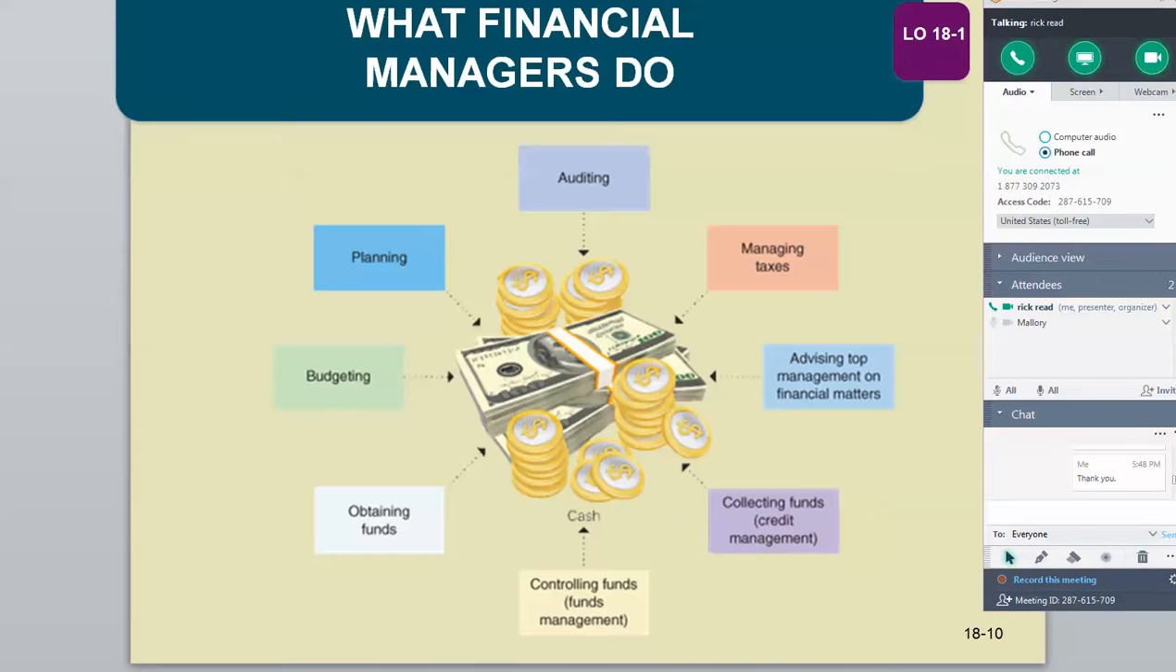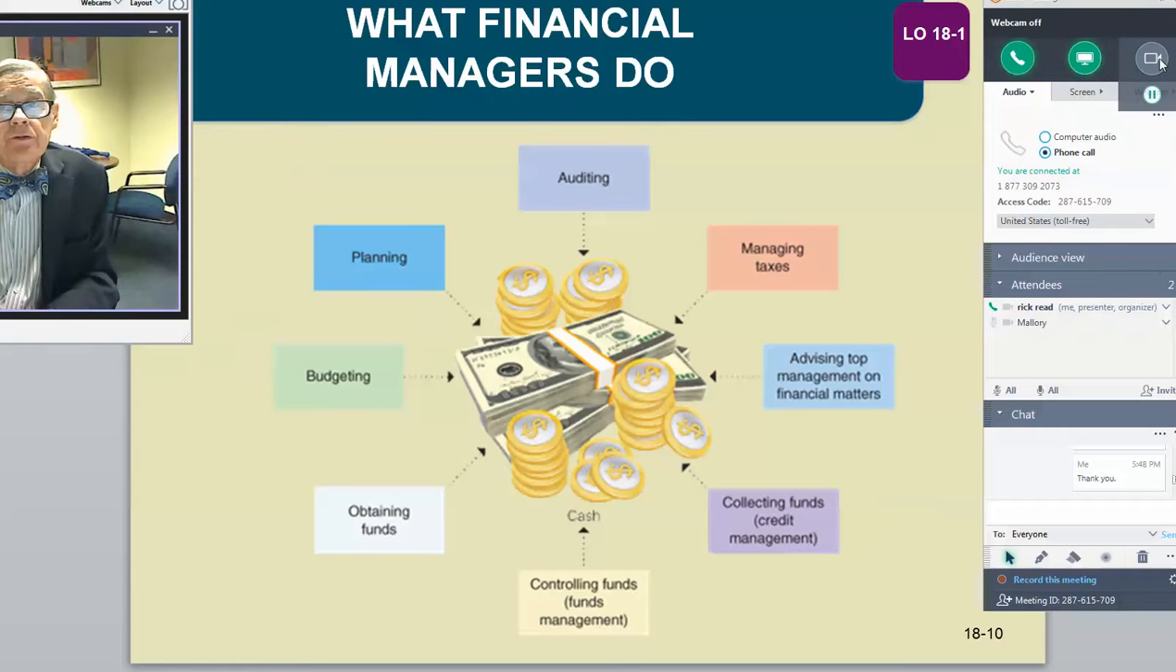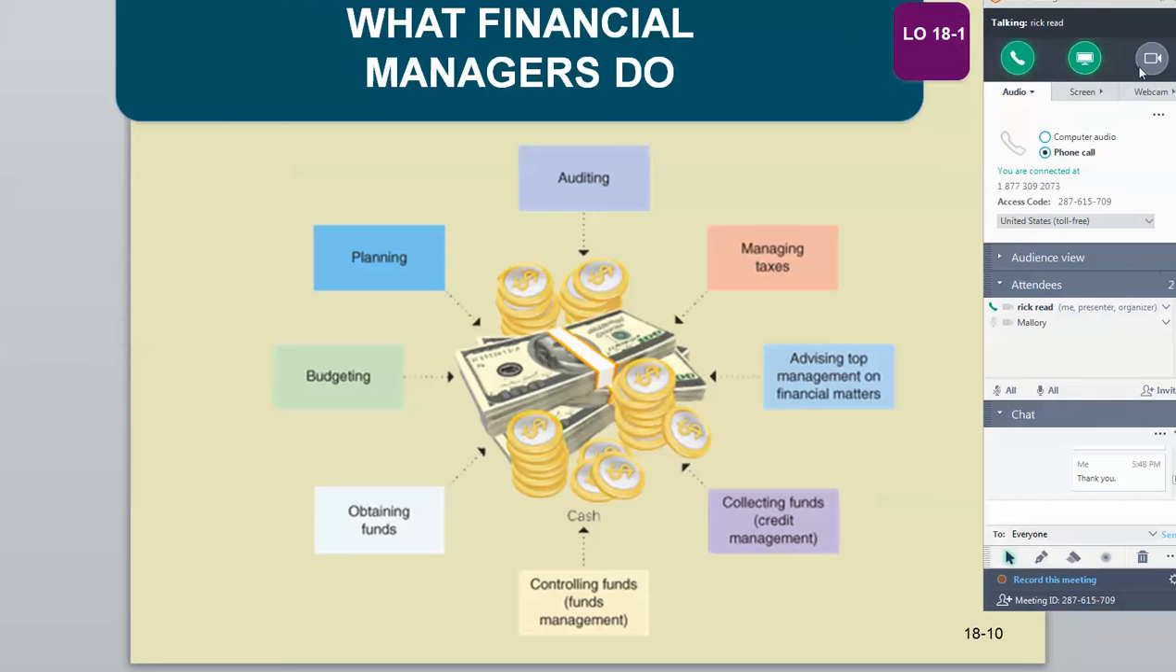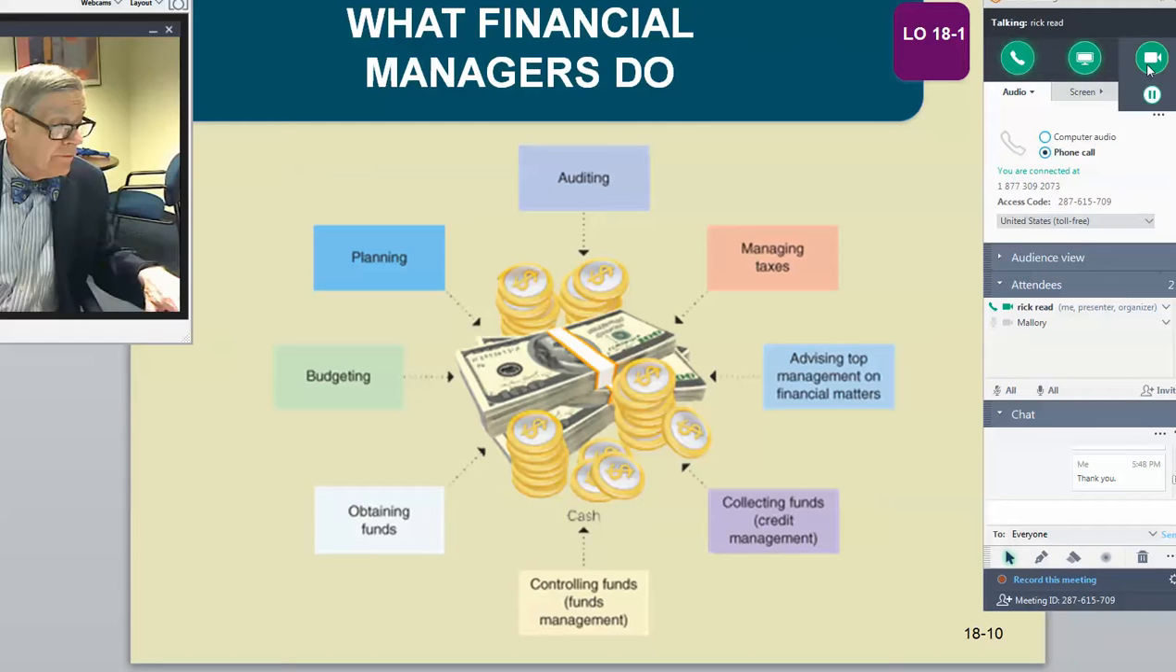This is what the financial managers do. We won't go through this entire list. As a matter of fact, we may not even talk about the list at all. You can see this graphically displayed in your text at the top of page 505, figure 18.1. And you see there's planning and budgeting, auditing, managing taxes, etc. Collecting funds is all part of that.